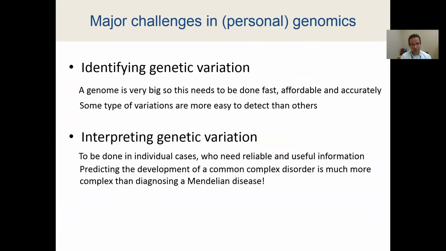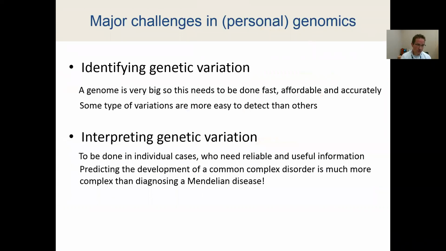When you think about personal genomics, I think there are two major challenges. One is the identification of all of the genetic variation. As I already mentioned, the genome is very big, so it needs to be done very fast. You have to identify this variation very quickly. It has to be done affordably if we want to do this widespread in the community. And it has to be done very accurately.